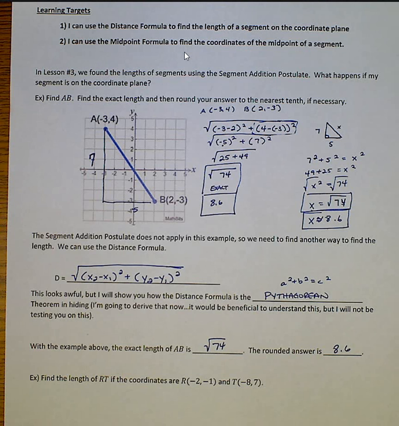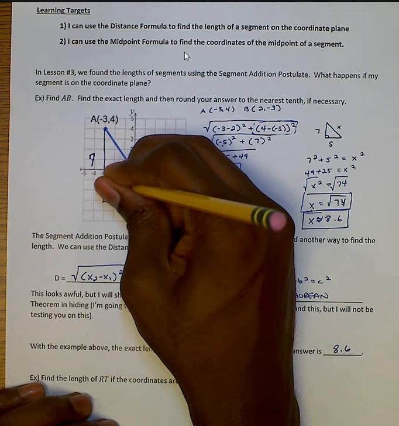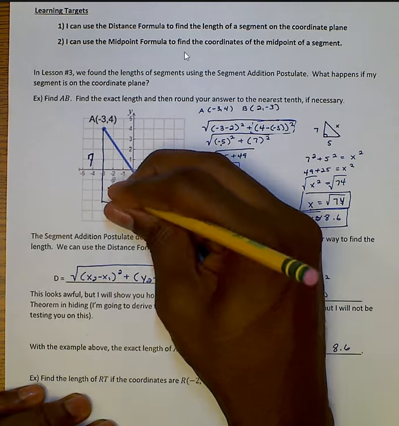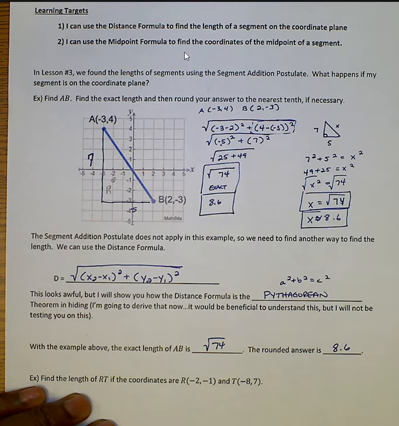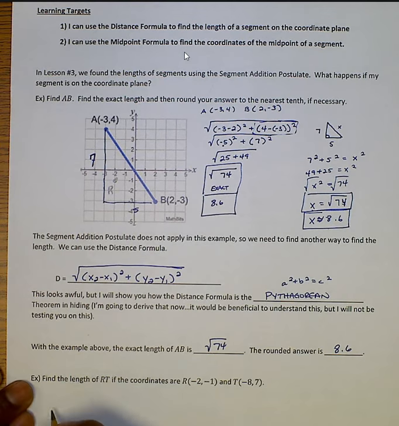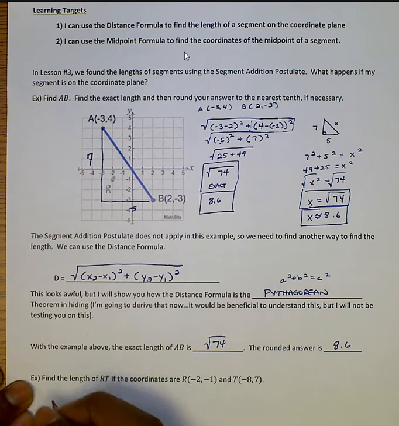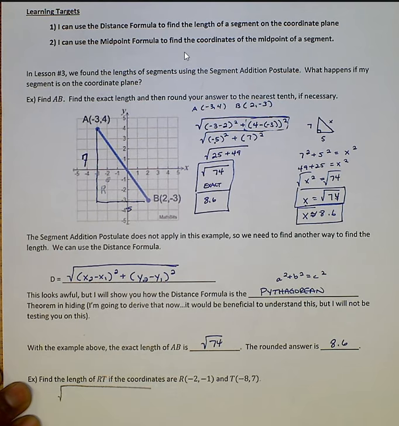Okay, so let's find the length of RT if the coordinates are -2, -1, and -8, 7. Something different. So I'm at -2, -1. I'll label that point R. I'm at -8. Nope, can't do it up here because I don't have -8. So I will do it with the distance formula. So I am going to use this right here. Let's switch back to a pen since I'm using the same thing.